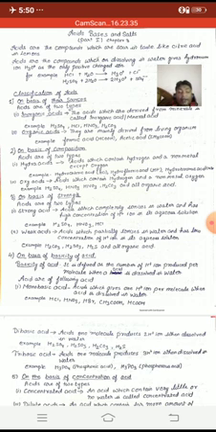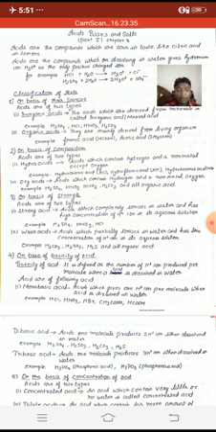Next is on basis of basicity of acids. The basicity of acid is defined as the number of H+ ions produced per molecule when an acid is dissolved in water. On this basis, acids are classified as monobasic acid, dibasic acid and tribasic acid.